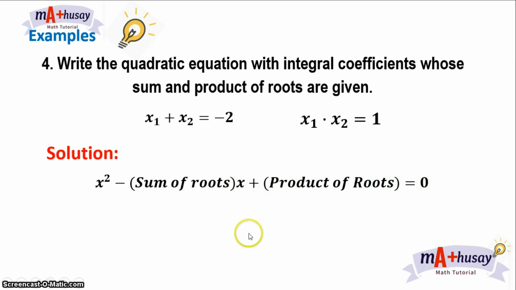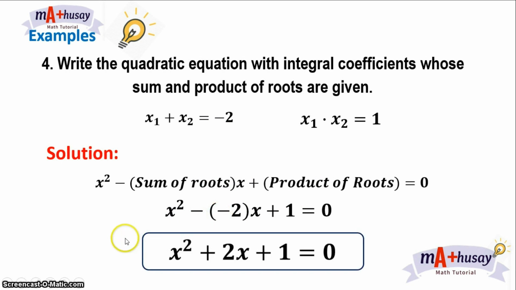Now, substituting the values of the sum and the product of the roots in the equation, we'll have x squared minus the quantity of -2, that's our sum, x, plus the product, which is 1, equals 0. Now, we know that negative times negative is positive, right? So, we'll have the equation x squared plus 2x plus 1 equals 0.